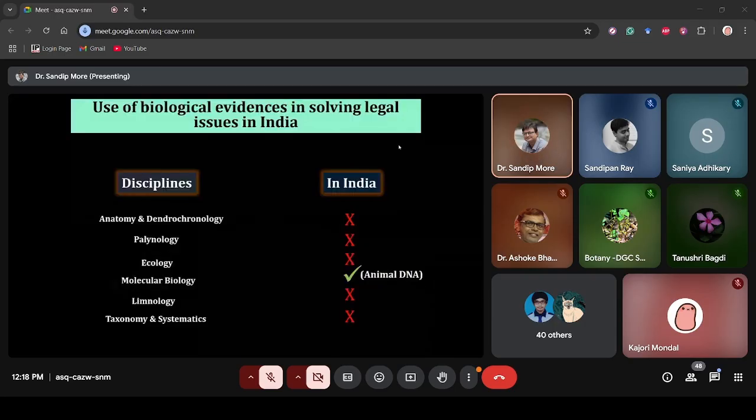This is the scenario in India. When I started my PhD in 2007, the scenario was that anatomy, dendrochronology, palynology, ecology, limnology, plant taxonomy, these plant branches were not used in forensics in India. Only molecular biology, especially animal DNA, was used in forensics.